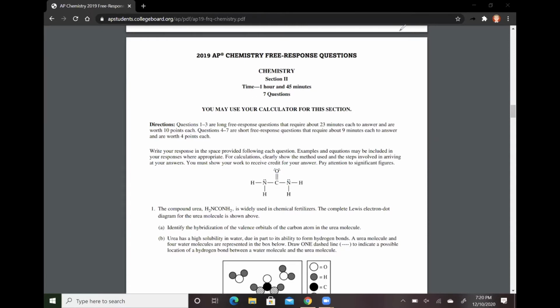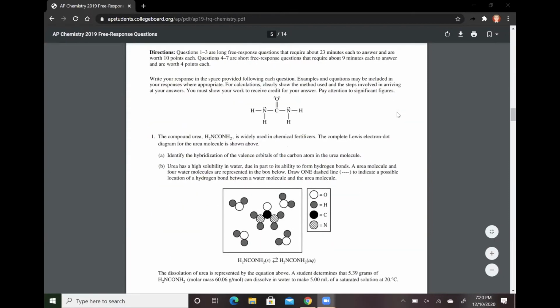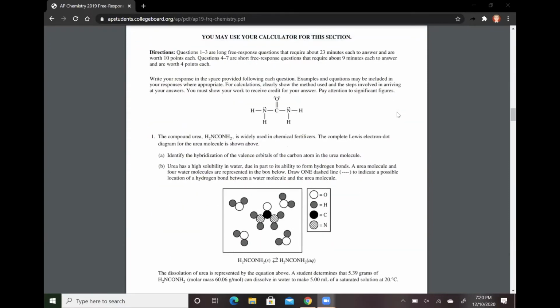Okay, so part B. Urea has a high solubility in water due in part to its ability to form hydrogen bonds. A urea molecule and 4 water molecules are represented in the box below. Draw 1 dashed line to indicate a possible location of a hydrogen bond between a water molecule and the urea molecule. Okay, so this is also pretty simple.